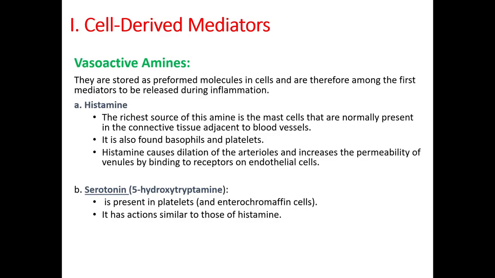We have the histamine اللي هو it is the richest source of this amine is the mast cell. يطلع من الماست cell اللي هي normally present in the connective tissue adjacent to the blood vessel. Also found in the basophil and the platelet. It causes شنو الأكشن مالته dilation of the arterioles and increased permeability of venules by binding to receptors on the endothelial cells. We have the serotonin اللي هو 5-hydroxytryptamine. It is present in the platelet and enterochromaffin cell. Also it has actions similar to those of histamine.